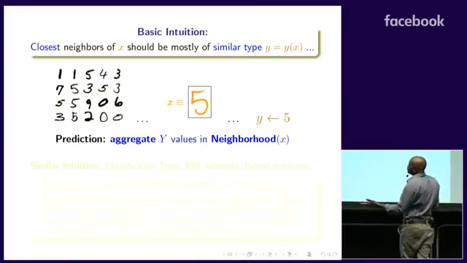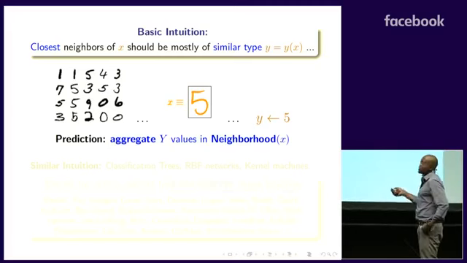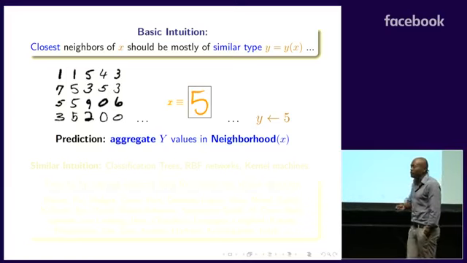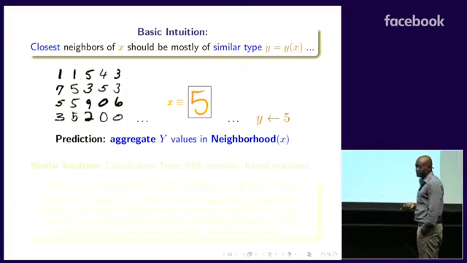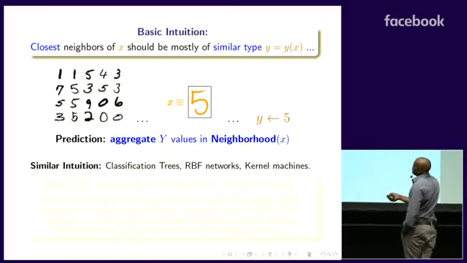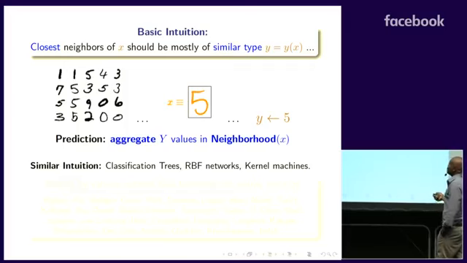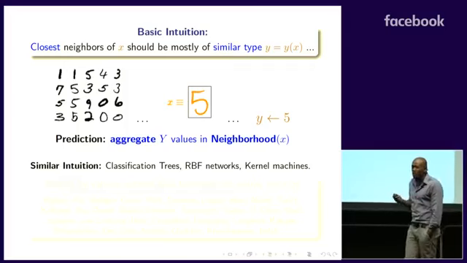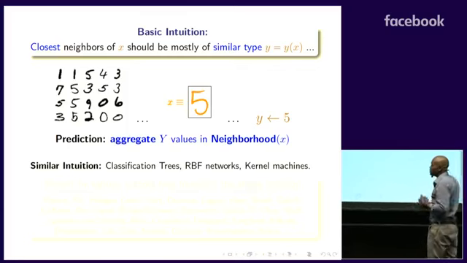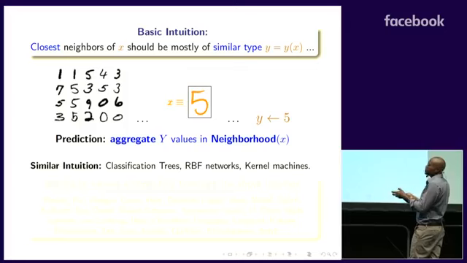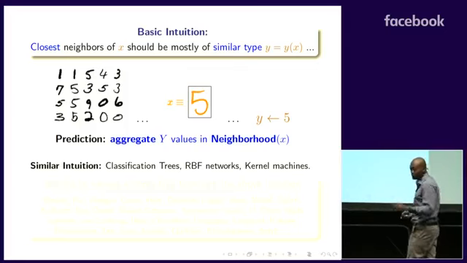So the usual prediction is some form of aggregation. You look at the neighbors of X and you aggregate the Y values somehow. It could be by averaging or by majority vote and such things. The same intuition holds for other methods. For instance, classification trees, RBF networks, kernel machines, they all have some notion of neighborhood and some notion of aggregation of points in a neighborhood. And so hopefully understanding nearest neighbors also gives us a bit of understanding of these other methods.